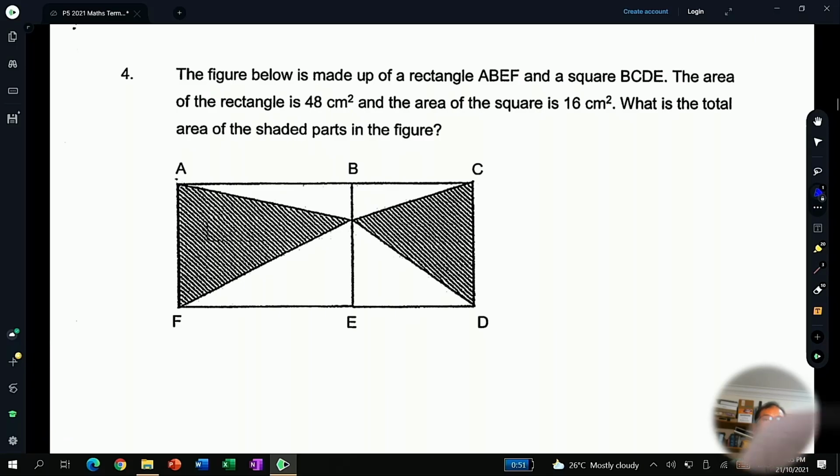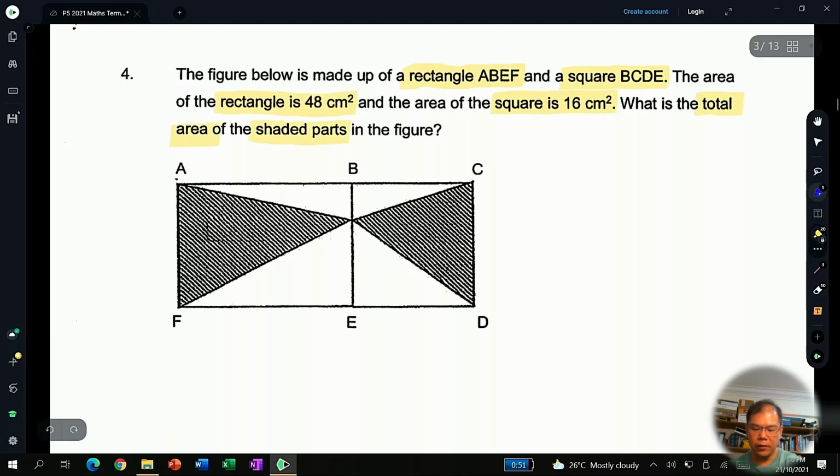Okay, question 4. The figure below is made up of a rectangle ABEF and a square BCDE. The area of the rectangle is 48 square centimeters and the area of the square is 16 square centimeters. The question is asking what is the total area of the shaded parts.